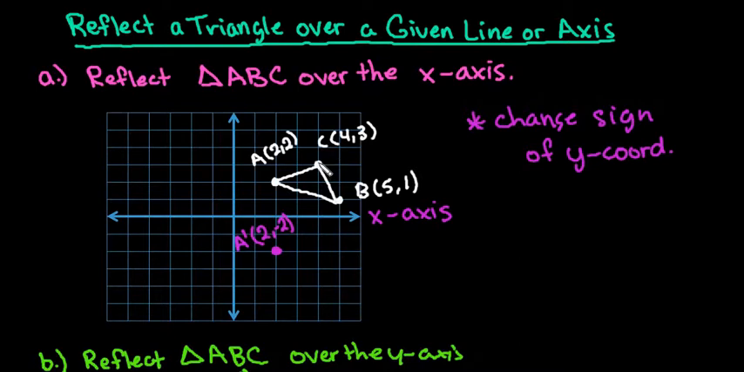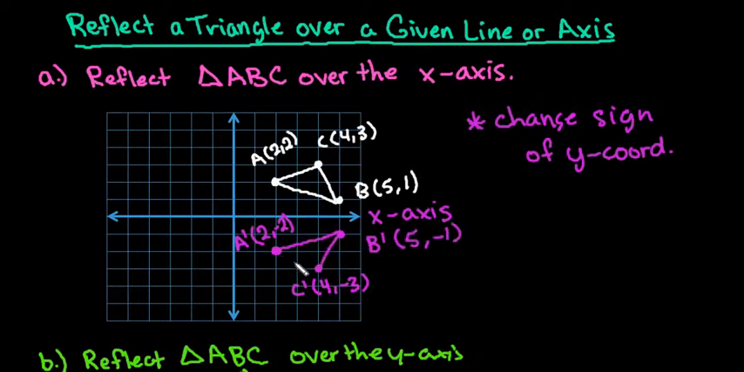C, since it's at 4, 3, it's 3 above. We're going to flip it so that it ends up being 1, 2, 3 places below the x-axis. So our C prime would be at 4, negative 3. And then our last one, B, we want it to be 1 below. So B prime would be at 5, negative 1, and that's all you have to do.